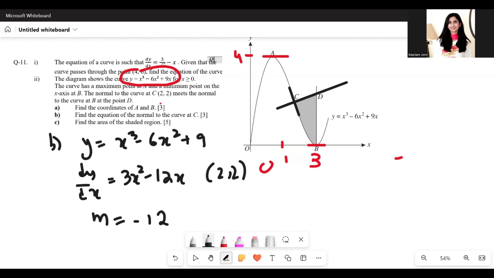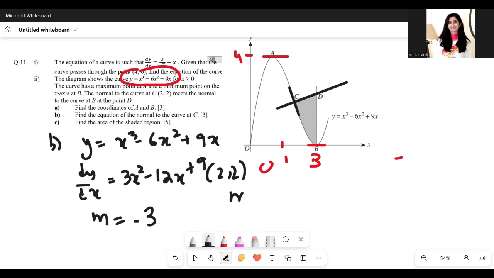Okay, it shouldn't be negative 12. It should be negative 3. I probably messed up somewhere. Okay, I did not write this was an x, I'm sorry, and there's a plus 9 with it. So when we add 9 to it, we do get negative 3. Okay, so the gradient is negative 3.